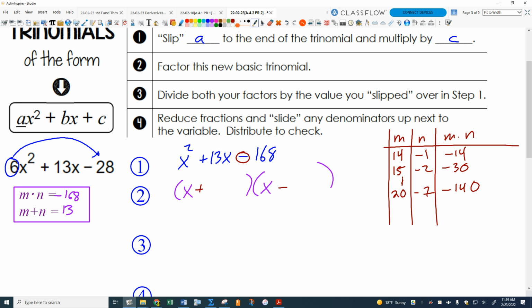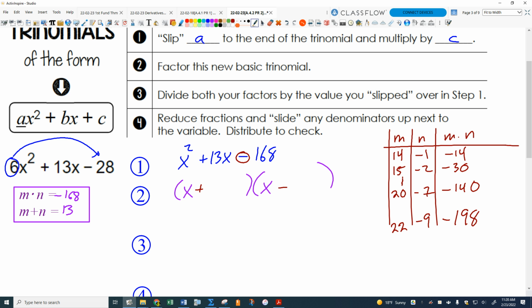But what if we got impatient and we said, let's skip up some more. I don't want to waste time. So we got 22 times negative 9, which would give us negative 198. So what's that tell us? Yeah, we skipped it.